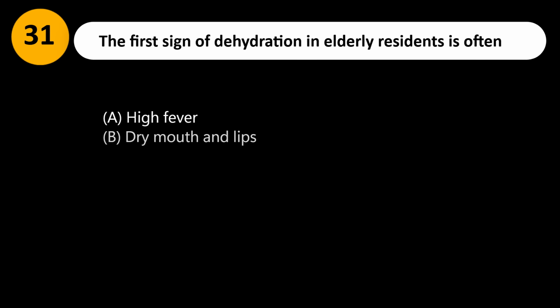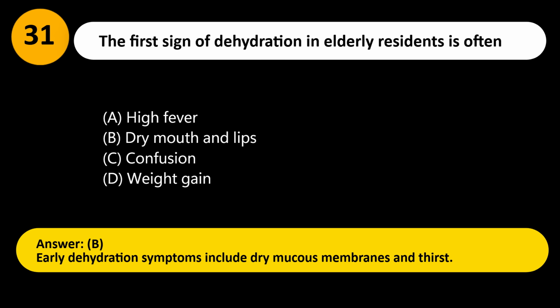The first sign of dehydration in elderly residents is often: A. High fever. B. Dry mouth and lips. C. Confusion. D. Weight gain. Answer, B. Early dehydration symptoms include dry mucous membranes and thirst.